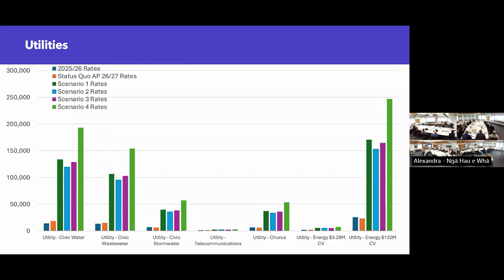Certainly big numbers compared to residential properties, for example. So we've got our own civic water supplies. Still a little bit of communications technology out there, and underground for Chorus there, and then some energy companies there.